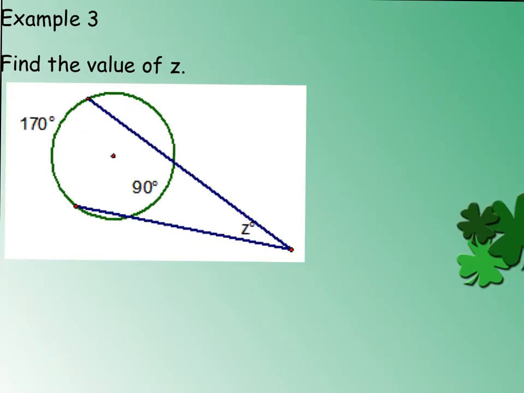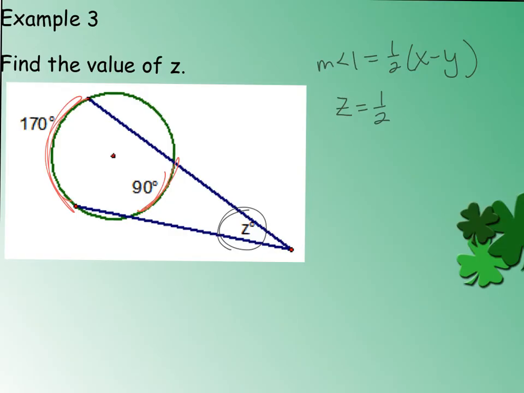In this next diagram, I see 2 secants that are meeting at a point outside the circle, but in this case, I want to solve for my angle measurement. So I'm still thinking about my formula. The measure of angle 1 is equal to 1/2 of x minus y. So in this case, I'm looking for z, that's my angle. My intercepted arcs are this 170-degree arc and the 90. So I'm going to think z is equal to 1/2 of 170 minus 90, where z is equal to 1/2 times 80. So z has a value of 40 degrees.